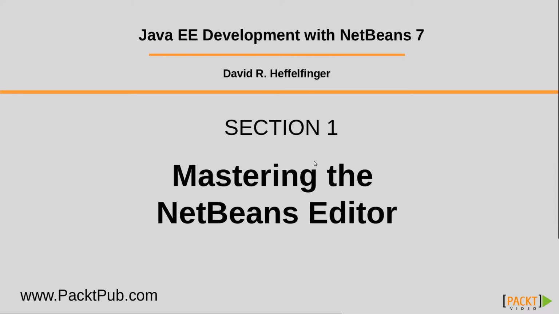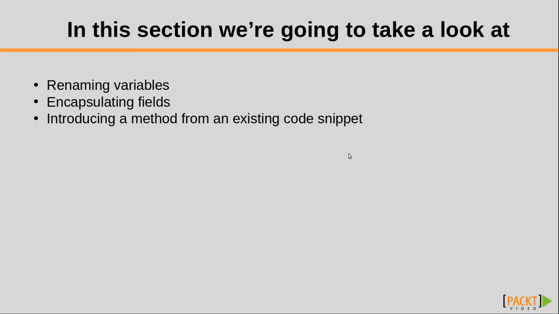So NetBeans has a bunch of built-in refactoring capabilities. We're going to look at a few of them. We'll see how we can rename variables so we can make them more readable. We'll see how we can encapsulate fields. The Java convention is to have all instance variables private and have public getters and setters to access them from outside the class. So if we run into some code that does not conform to the standard, NetBeans has the capability to automatically change the code to conform to that standard. And we'll also see how we can extract a method from existing code.